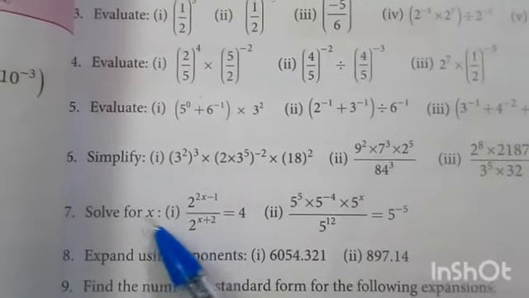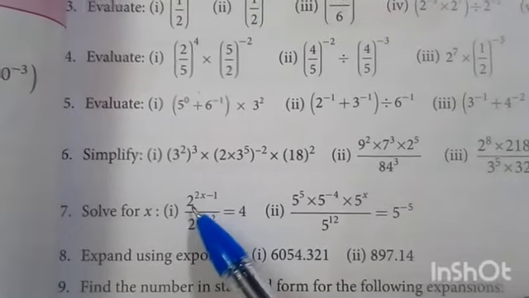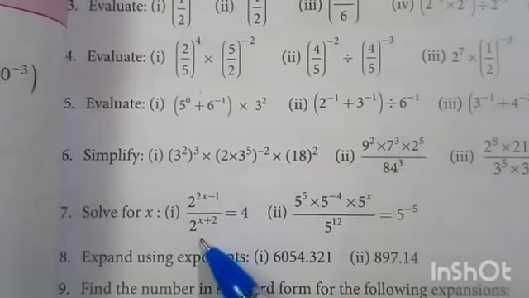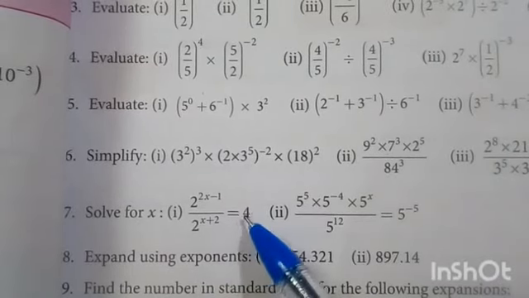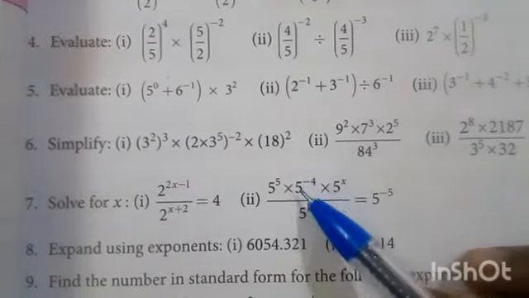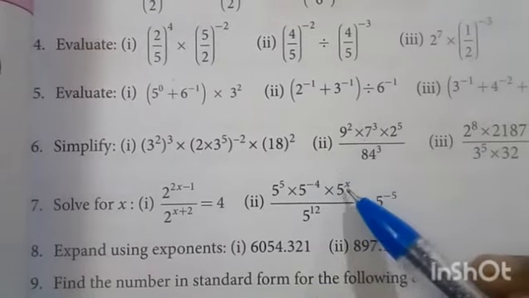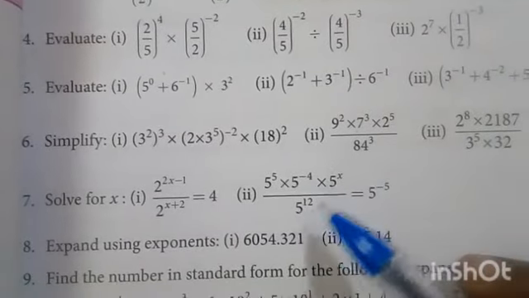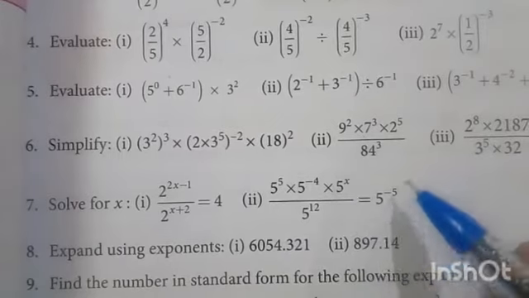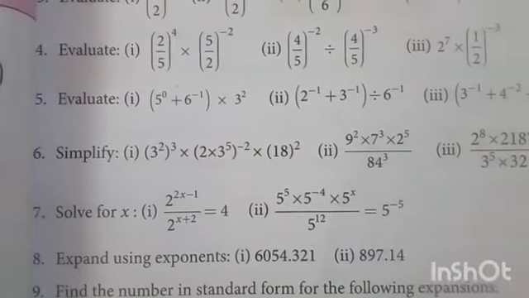Seventh question, solve for x. First problem, 2 power 2x minus 1 by 2 power x plus 2 is equal to 4. Second problem, 5 power 5 into 5 power minus 4 into 5 power x by 5 power 12 is equal to 5 power minus 5.